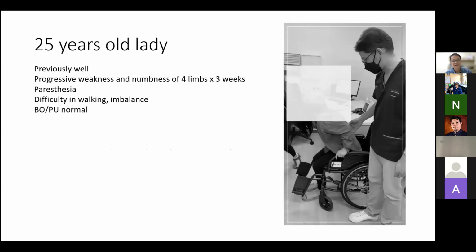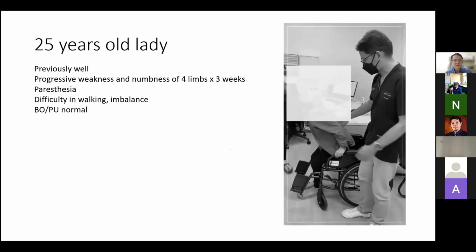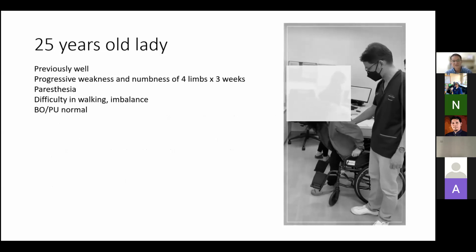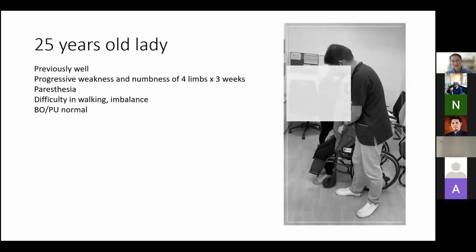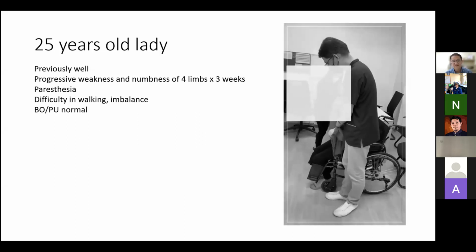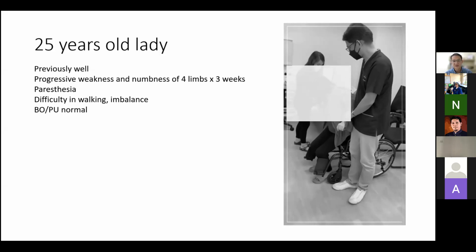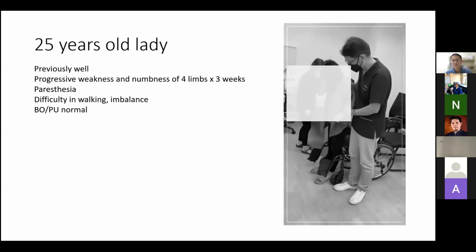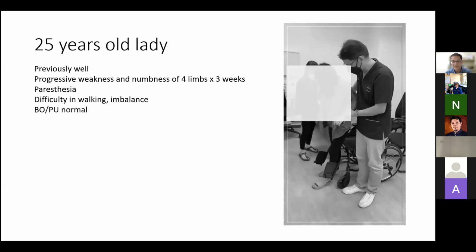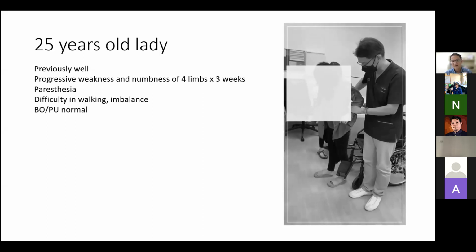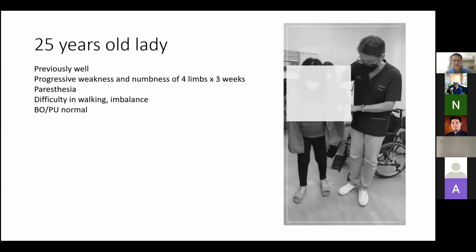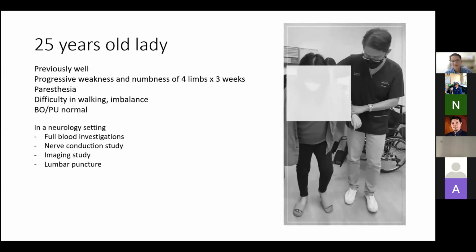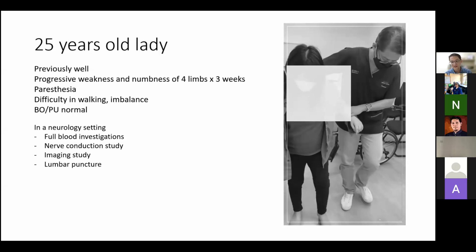All right, the first case that I showed you just now. She's a 25-year-old lady, previously well. She has this progressive weakness and numbness of 4 limbs for 3 weeks. And she came with paresthesia. She had difficulty in walking, as you can see from the video. She couldn't even stand on her own. She required support. She felt very imbalanced. Her bowel and urine are normal. And when you see from this video, you can see that she has got foot drop. You can see that she had difficulty in getting up.